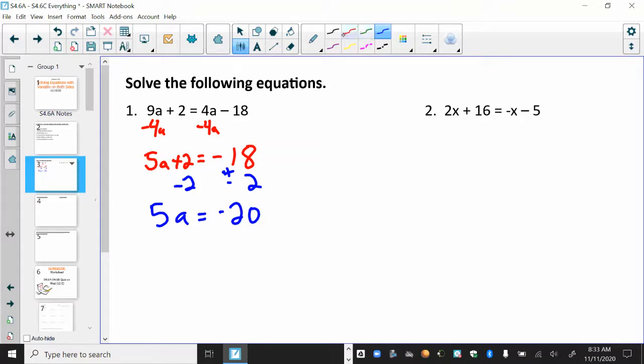Last step is I'm going to undo multiplication and division. Divide by 5 leaves me a equals negative 4.